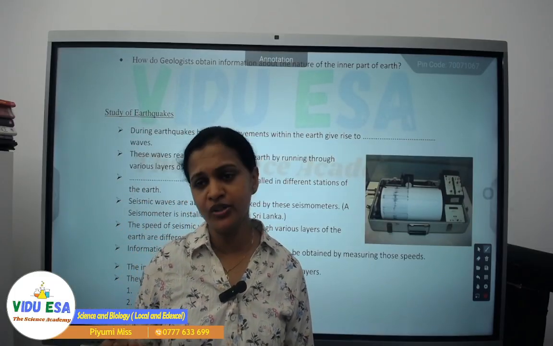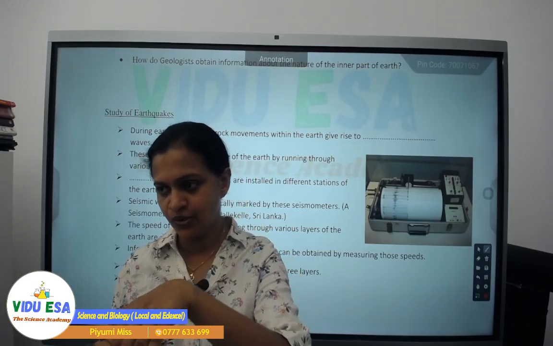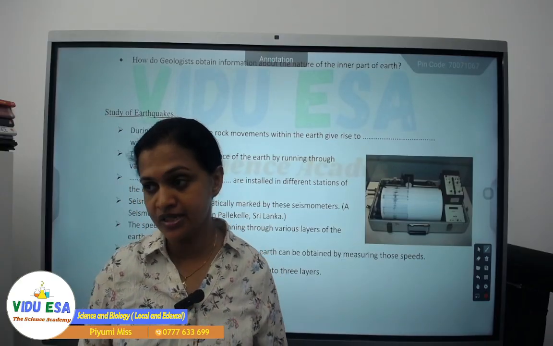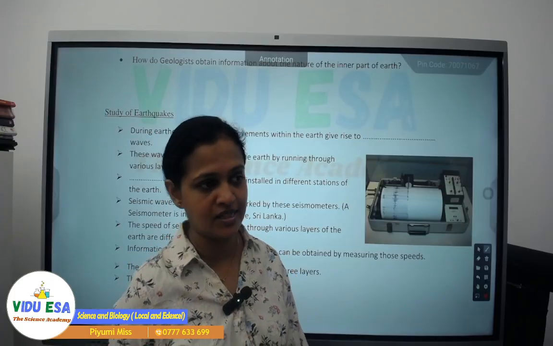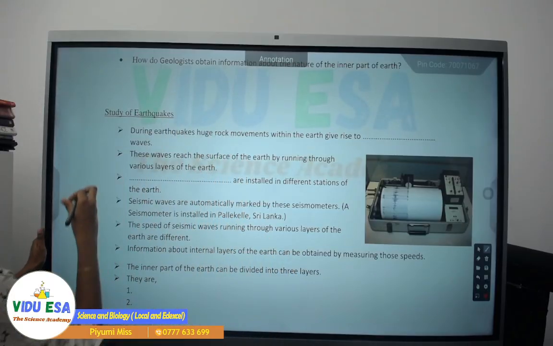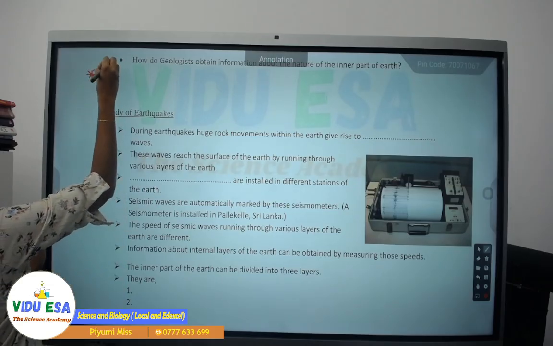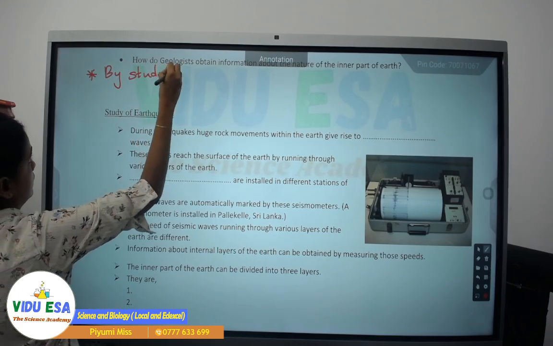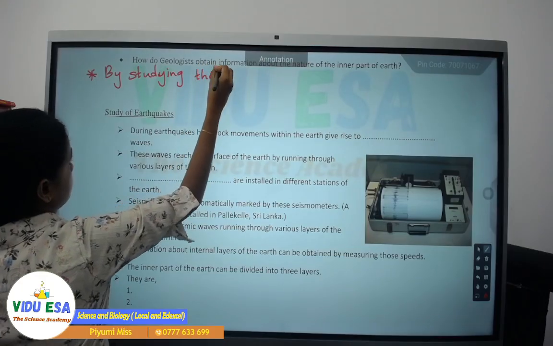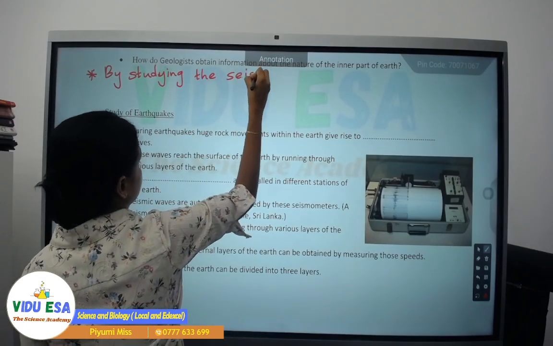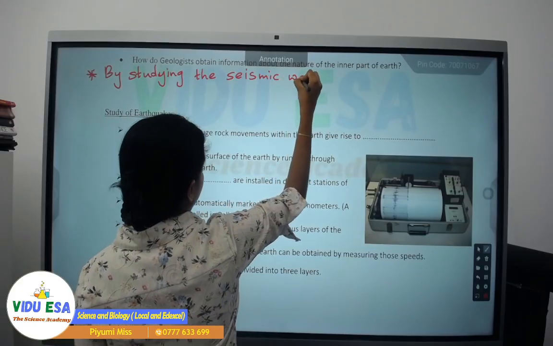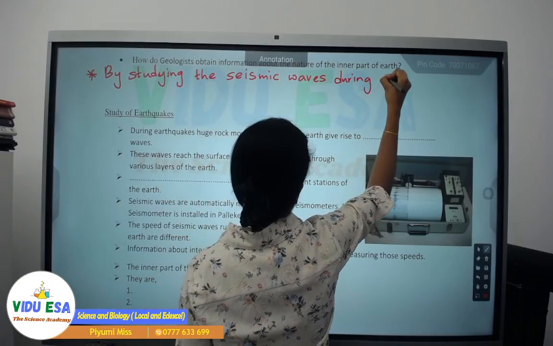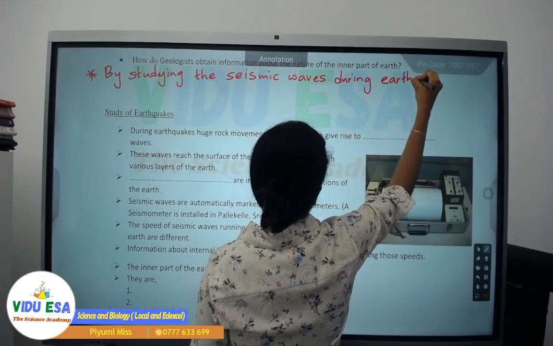Now you have heard about earthquakes. During an earthquake, there is a type of wave which is propagated along the surface of the earth. We call these seismic waves. So, by studying the seismic waves during earthquakes.